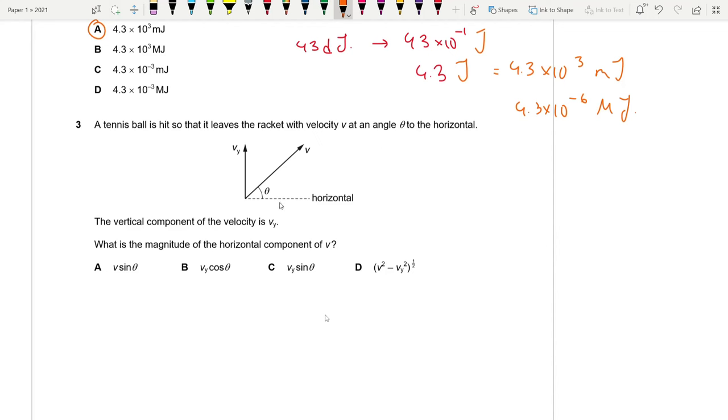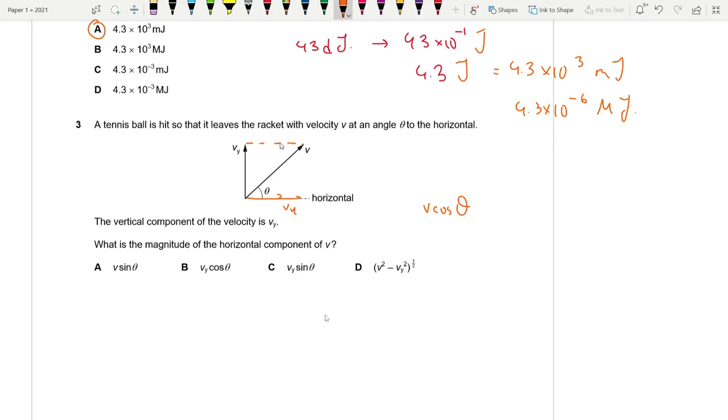A tennis ball is hit so that it leaves the racket with velocity v at an angle of theta to the horizontal. The vertical component of velocity is vy. Okay, so what is the magnitude of the horizontal component of the velocity? It's basically v cos theta, right? Just v cos theta, but do we have that? We don't, right? Sadly, we don't.